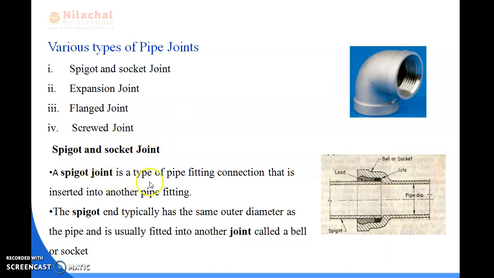The spigot joint is a type of pipe fitting connection that is inserted into another pipe fitting. You can see here the pipe is inserted into the other pipe fitting, and the spigot end typically has the same outer diameter as the pipe and is usually fitted into the other joint called a bell or socket. We can also call it a spigot and socket joint, or a bell and socket joint.